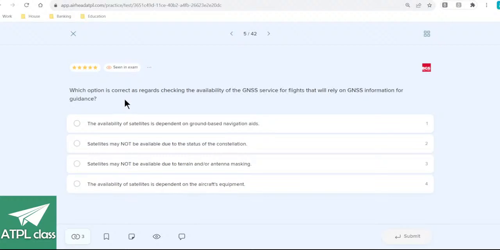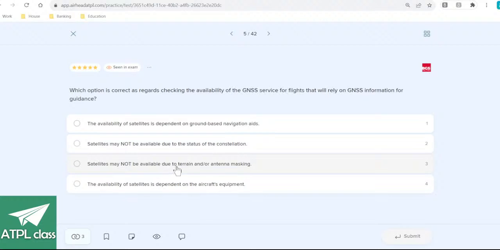Which option is correct as regards checking the availability of the GNSS service for flights that will rely on GNSS information for guidance? The availability of satellites is dependent on ground-based navigation aids. No. Because what's the point in using satellites if you've got to use ground-based navigation aids? Satellites may not be available due to the status of the constellation. I think we had this question last time, something very similar, and I was confused because constellation I associate with stars and things like that, but I suppose the constellation of the satellites around the Earth.